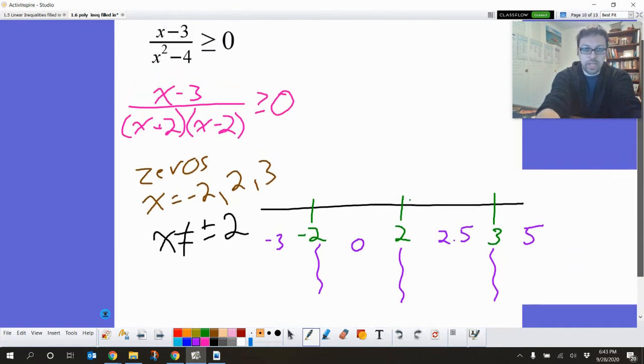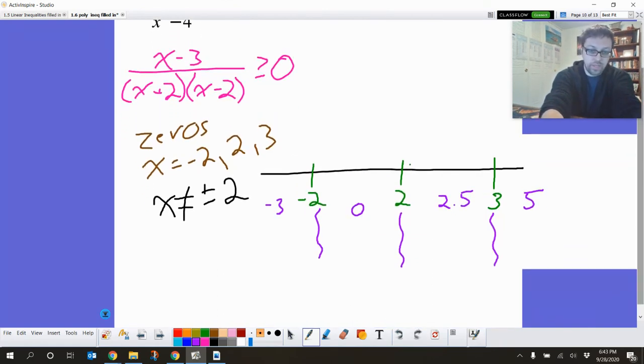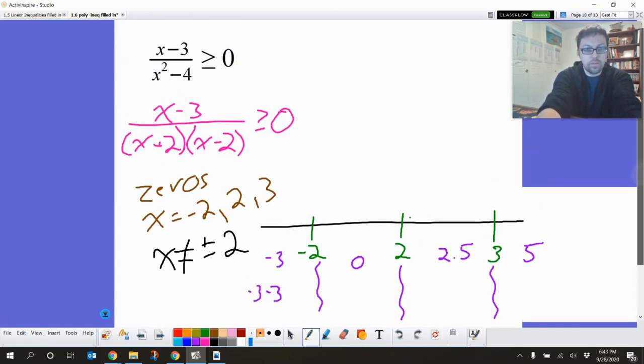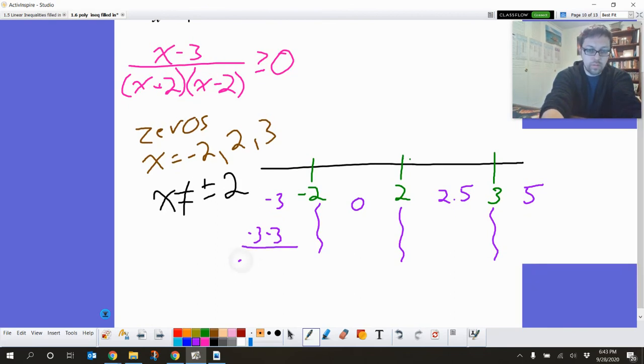So I need to check each of these. So is -3 minus 3 over x squared minus 4, with x being -3, greater than or equal to 0? So in the numerator, we get negative 6 over 9 minus 4, so that's 5. That's a negative number. Negatives aren't bigger than 0, so this is no good. That area is no good. Dang it.